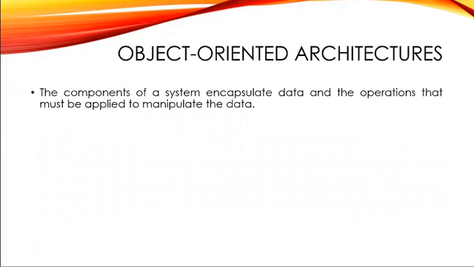Then the next one is the object-oriented architecture. Within this object-oriented architecture, the components of the system are encapsulated. In an object-oriented architecture, you know that things are encapsulated. So what happens? It is going to encapsulate the data and the operations that must be applied to manipulate the data. That is, whenever you require a task to be completed, you have some specific data and some operations that need to be performed. These are going to be encapsulated within the object-oriented architecture.